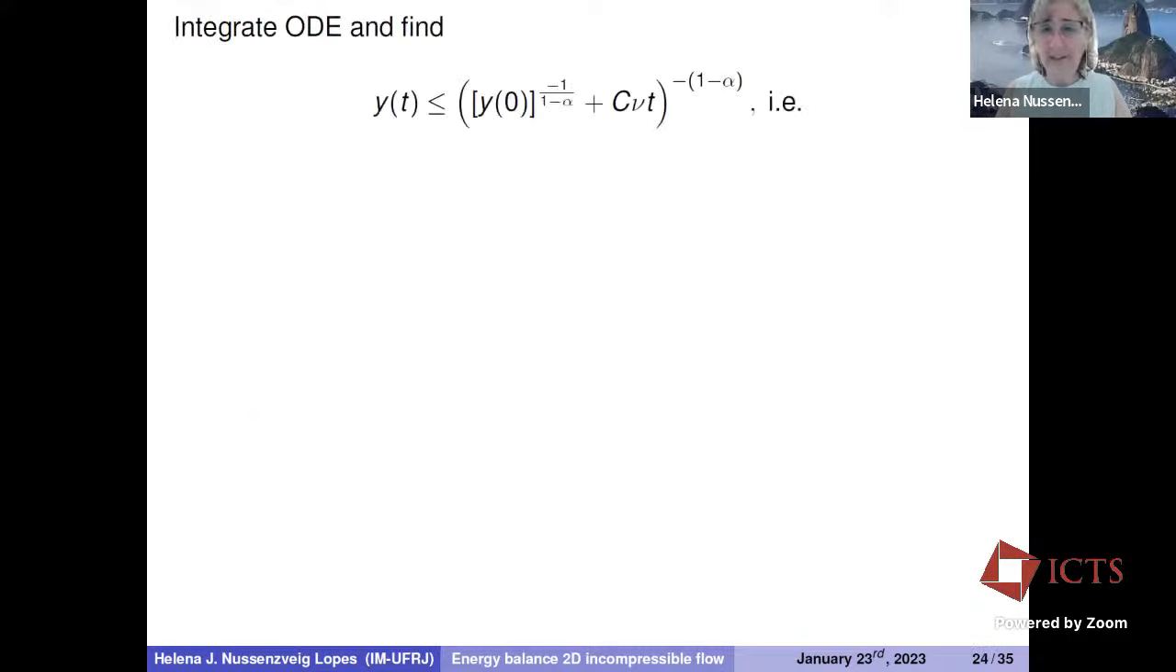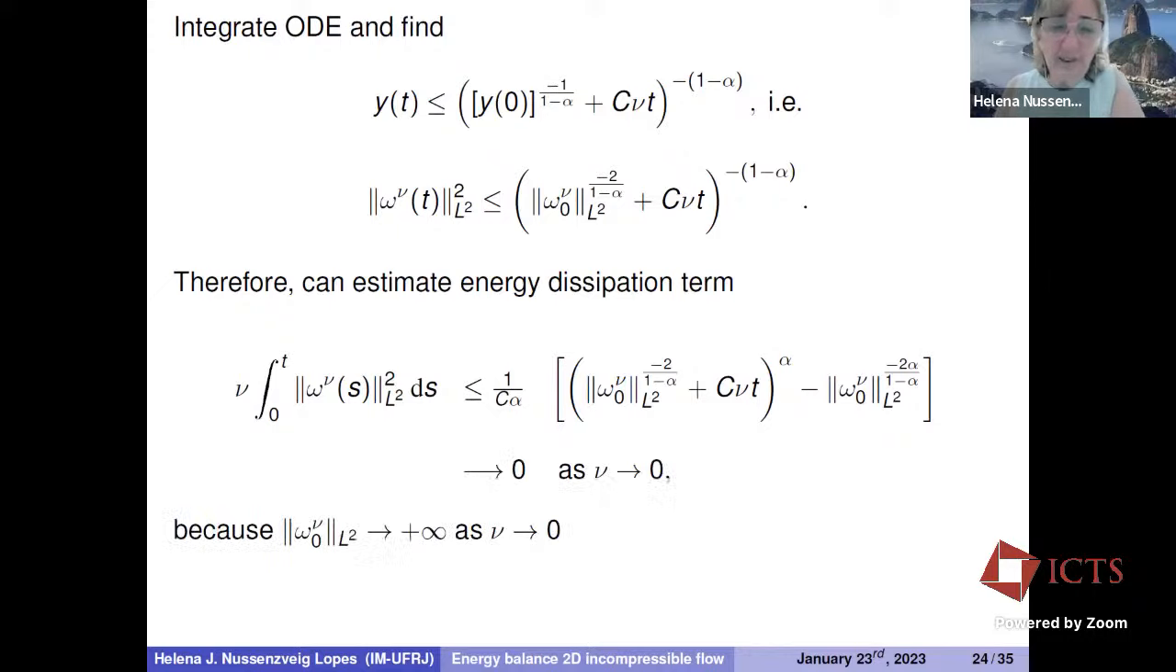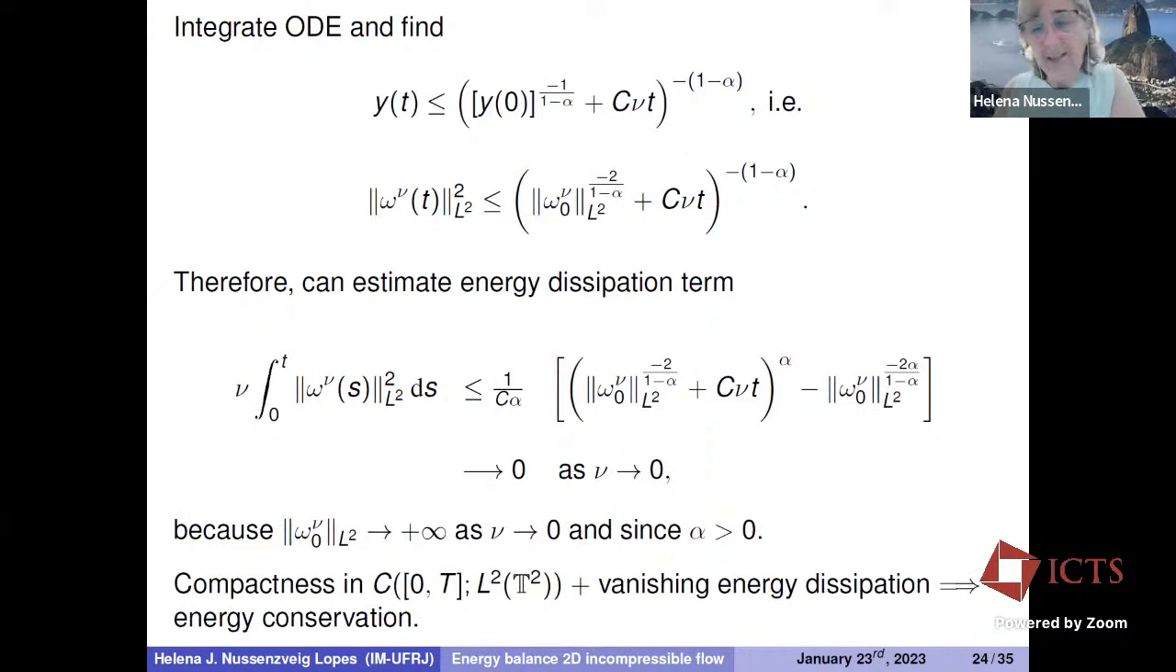So we integrate the ODE, and as before, we get a power. We get a positive power of nu to pass through the limit. Here, alpha is greater than 0, less than 1, fixed, and we would get a positive power. So we show that the dissipation rate vanishes. And then you conclude as before: compactness in C of 0 T L2 plus a vanishing energy dissipation implies energy conservation.